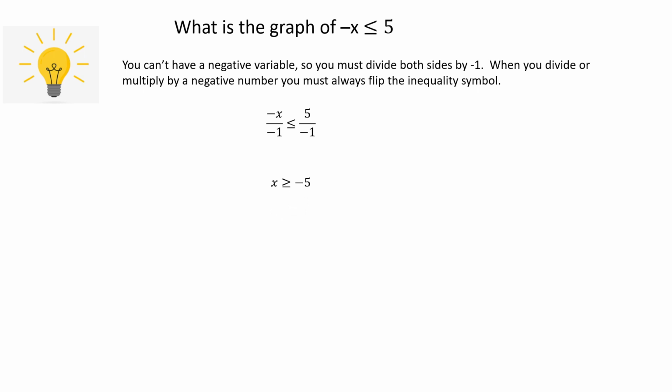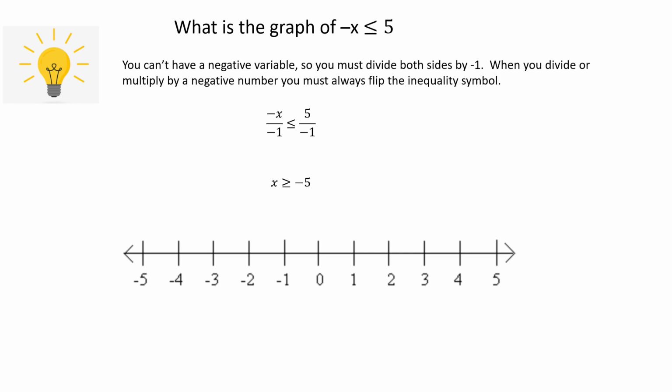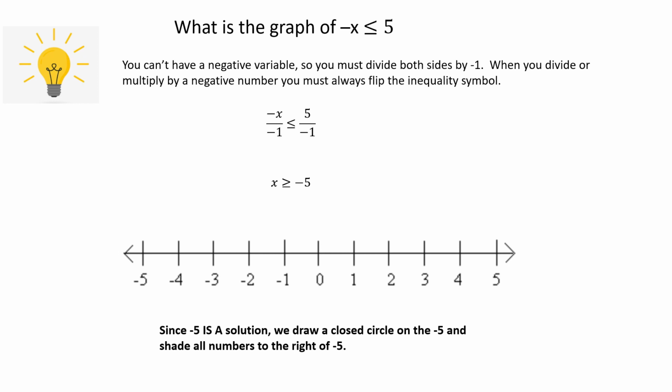Okay, so look what happens here. We now have negative x over negative 1, which gives us a positive x. We flip our symbol, so as opposed to being less than or equal to, it's now greater than or equal to negative 5. Because we have an equal to, we know negative 5 is a solution, so we're going to draw a closed circle on the negative 5 and then shade all numbers to the right. So key takeaway, guys, make sure you write this down. When you divide or multiply by a negative number, you must always flip the inequality symbol.